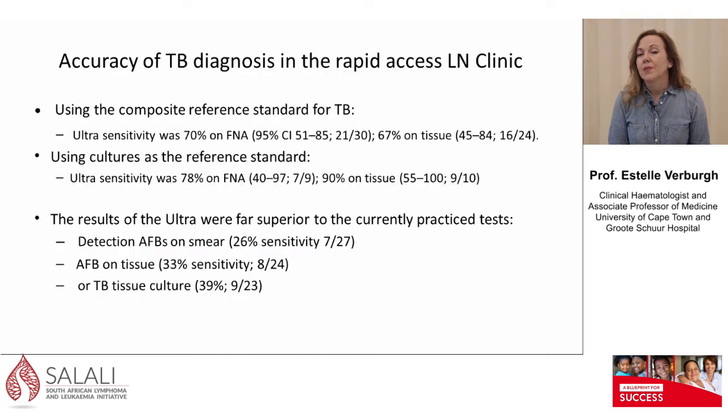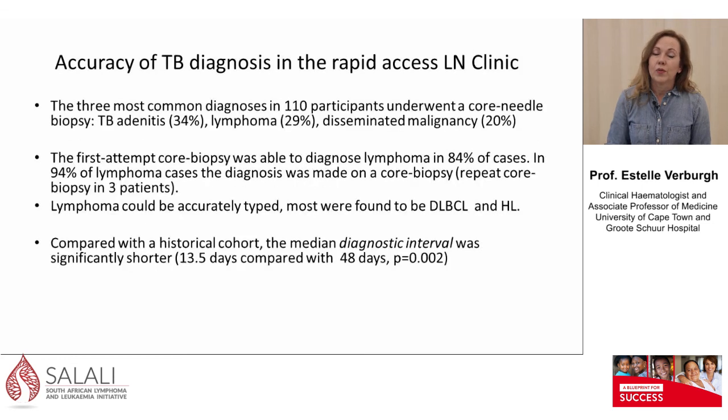So what is our accuracy for TB diagnosis in this clinic? If we use this composite reference standard for TB, the Ultra was 70% sensitive on FNA and 67% on tissue. If we compare that with the sensitivity, if we look below, for AFBs, that was 26% sensitivity on smear and 33% tissue, and then the culture only 39%. So we more than doubled our sensitivity to actually diagnose TB in these patients by using Ultra, and that is a huge step forward for the diagnosis of TB on peripheral lymphadenopathy.